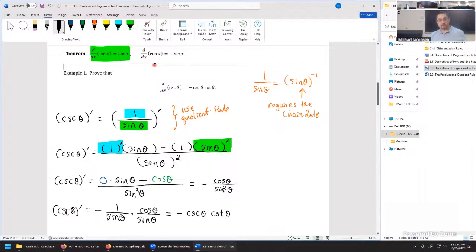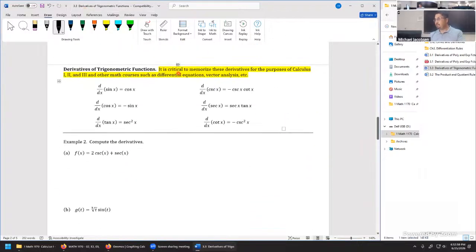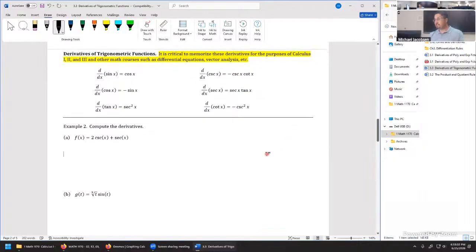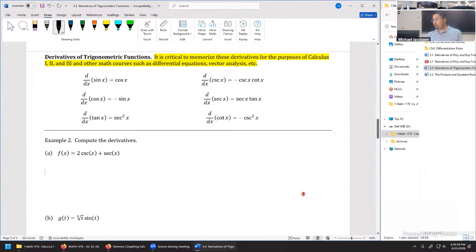But let's scroll down to the full set of results. The namesake of this is derivatives of trigonometric functions for section 3.3. And here they all are. Here are the derivatives of trigonometric functions. So we have derivative of sine is cosine, derivative of cosine is negative sine. Here's the one we derived for cosecant. It's negative cosecant times cotangent. Derivative of tangent becomes secant squared x. Derivative of secant is secant x tangent x. And derivative of cotangent becomes negative cosecant squared x. So that's our entire list of derivatives of trigonometric functions.